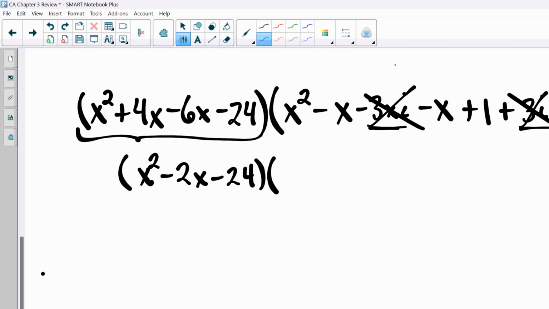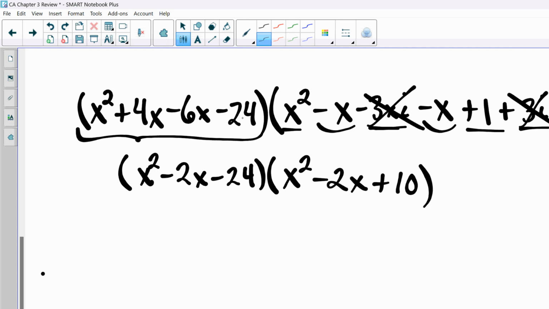And once we have all the i's gone, we can combine our like terms. So we'll have x squared. Negative x minus x is negative 2x. And 1 plus 9 is going to be plus 10.